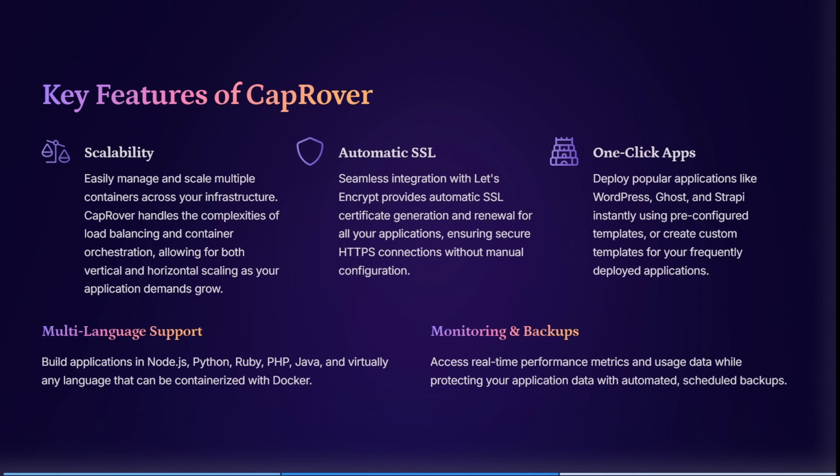You can also deploy popular applications like WordPress, Ghost, and Strapi, and this can be done instantly using pre-configured templates. You can also create custom templates for your frequently deployed applications, which of course will save a lot of time.